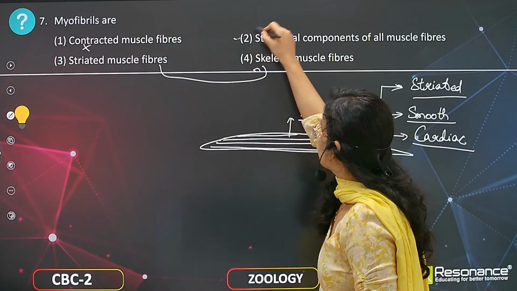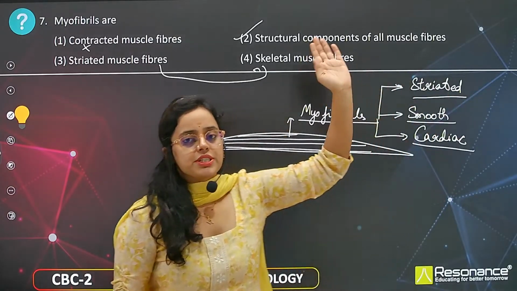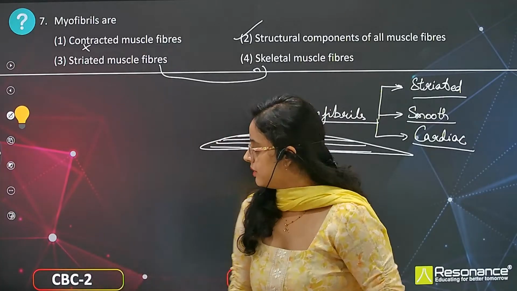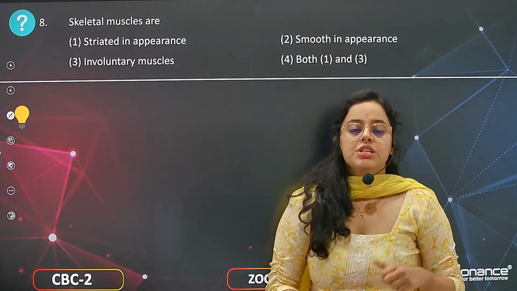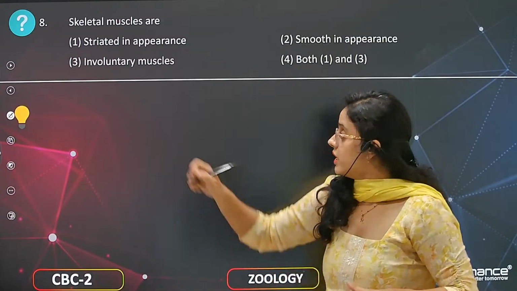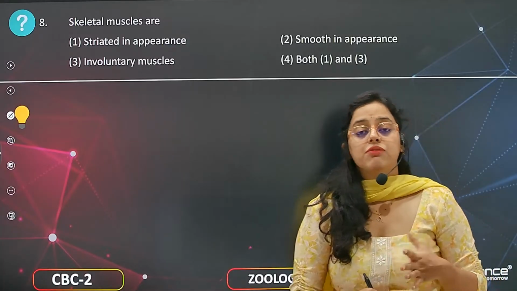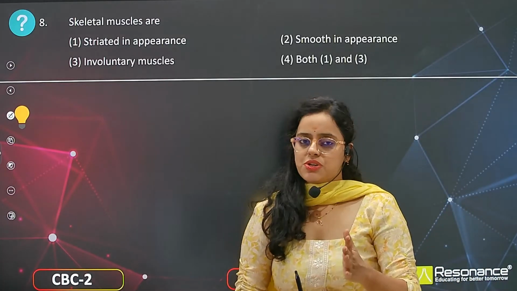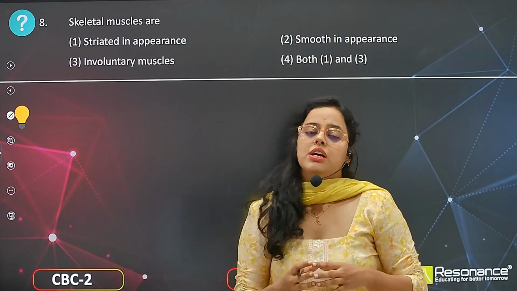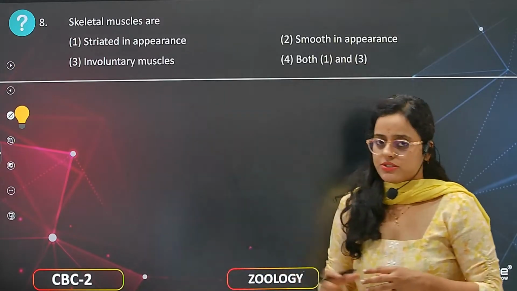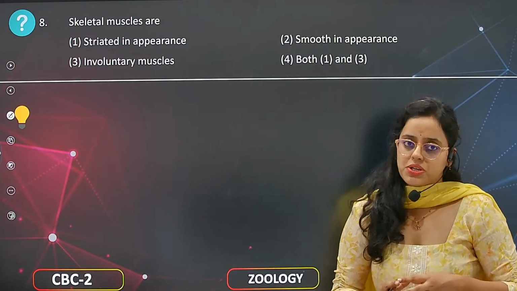So here the answer is going to be structural component of all muscle fibers. It is present in the striated, it is present in smooth, and it is present in cardiac. Now next question. Skeletal muscles are striated in appearance, smooth in appearance, the third option is involuntary muscles, and the fourth option is 1 and 3. This question I have already discussed: skeletal muscles, smooth muscles, and cardiac muscles. Now this features resemble skeletal muscles' appearance. So this is your turn to answer the question.